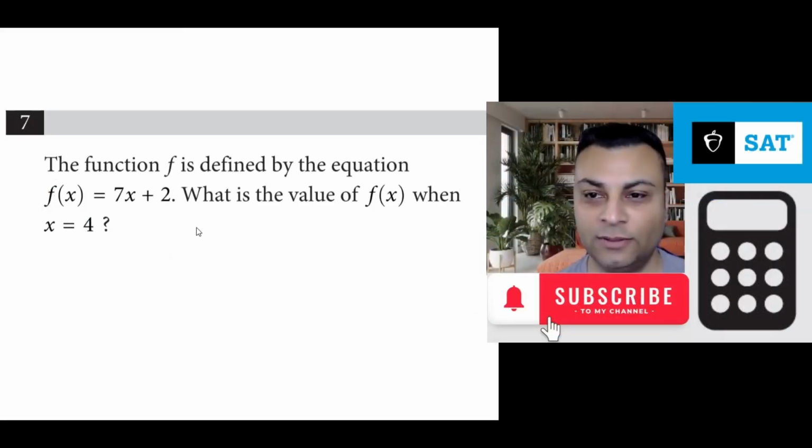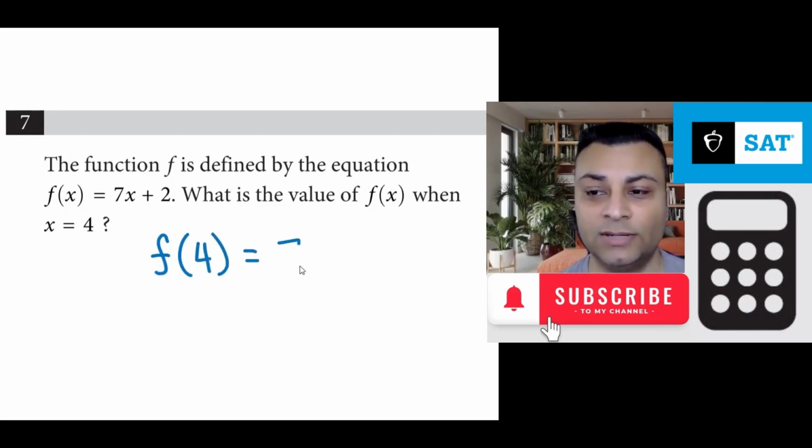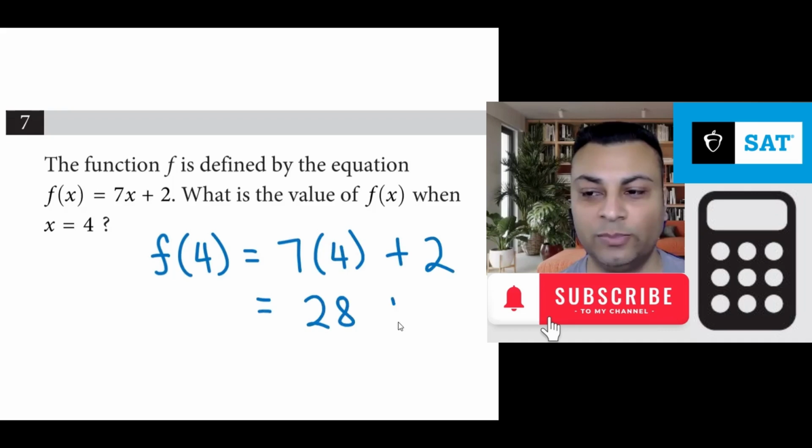Okay, number 7. The function f is defined by the equation f of x equals 7x plus 2. What is the value of f of x when x is equal to 4? So they're asking for f of 4. f of 4 is 7 times 4 plus 2. You can use your calculator. You would get 28 plus 2, or 30. The final answer is 30.